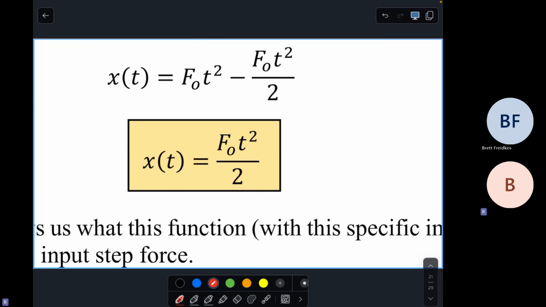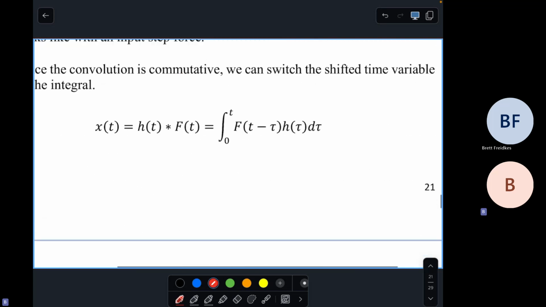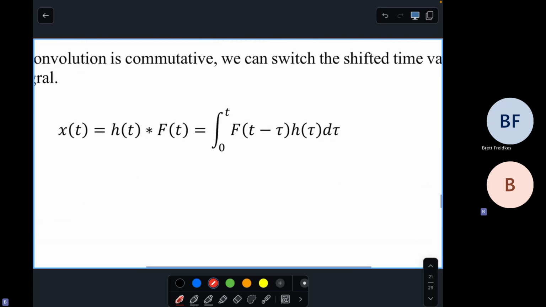I probably shouldn't do that. If that was a homework problem, it should have been capital F of t. I didn't want to confuse that with F naught. That's my fault, but in this case, they're the same. That's a good question. I do the same exact example where we switch it.